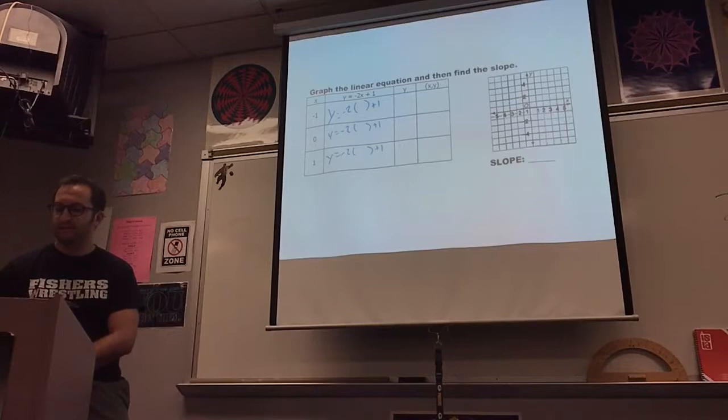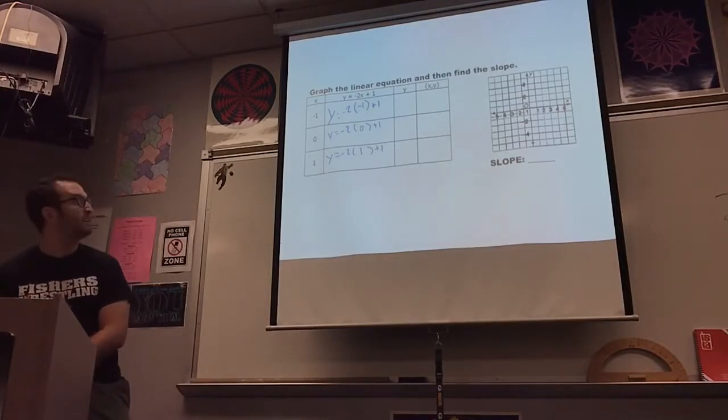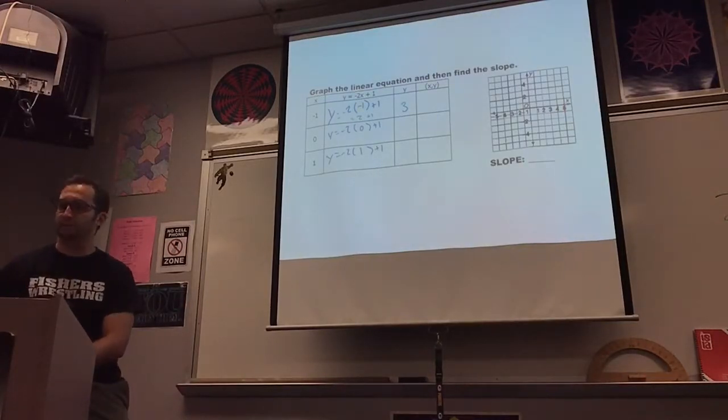All right. So I plug negative 1 in, plug 0 in, and I plug 1 in. And I get positive 2 plus 1, 3. Negative 2 times 0 is? 0 plus 1 is? 1. Negative 2 times 1 is? Negative 2 plus 1 gives us negative 1. So our ordered pairs: negative 1, comma 3; 0, comma 1; and 1, comma negative 1.